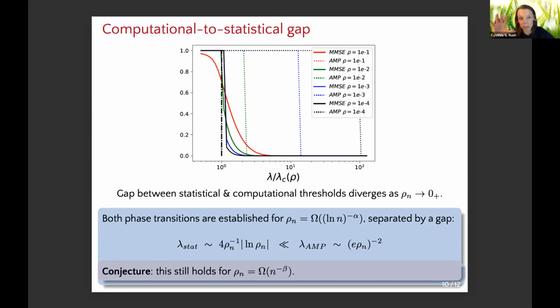When we characterize these critical values, both of our results are established for the regime where rho is decreasing like log n to the negative alpha. In this regime, we have the gap defined by the difference between these two critical values. We conjecture that the computational result should also hold for the larger regime where rho decreases like n to the negative beta. But controlling the AMP iterations is already highly non-trivial, and refining our current analysis to get the stronger result is something we're still working on. But the stronger result is already covered by the information theoretic regime.